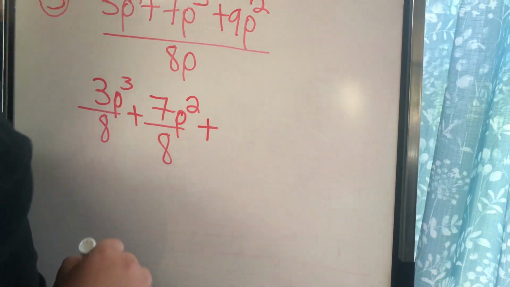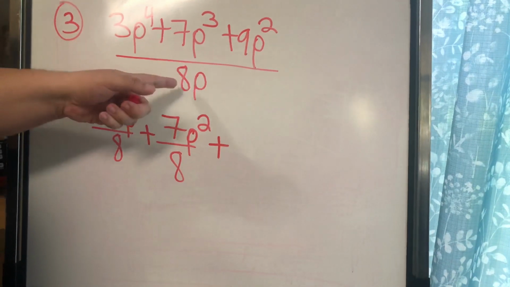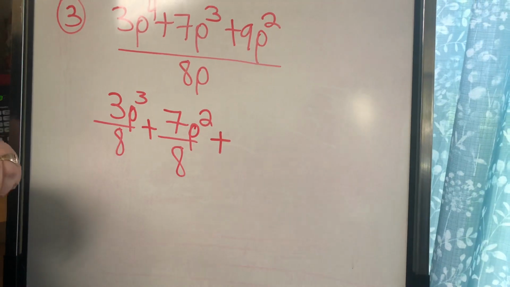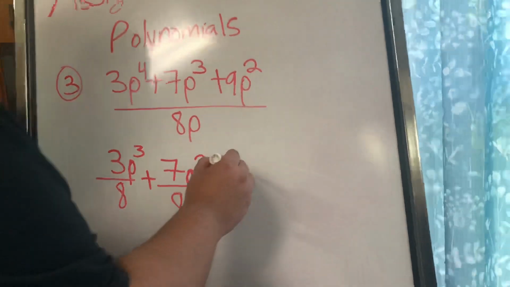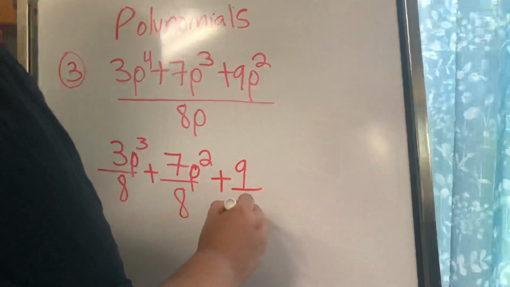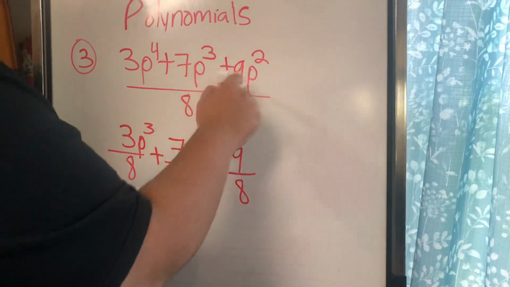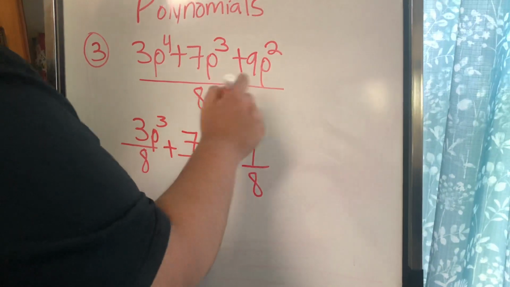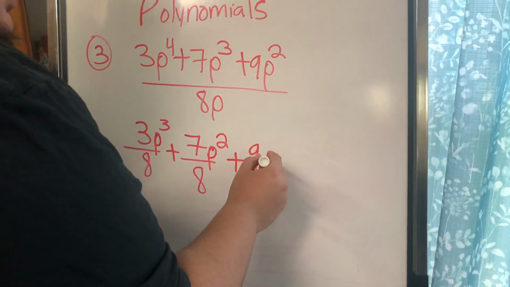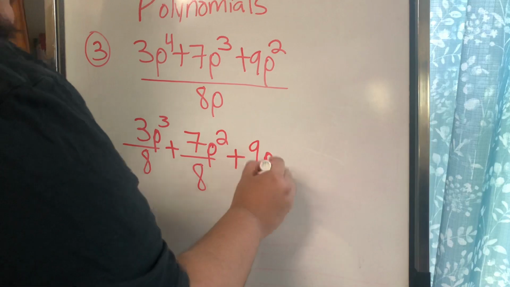And then last one. Can 9 be divided by 8 evenly? No, you cannot. Leave it as a fraction. So this would be 9 over 8. p squared minus p to the power 1. 2 minus 1, that's just 1. So I'm going to leave it as p.